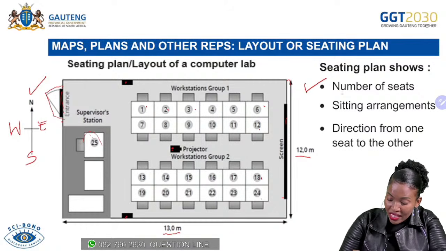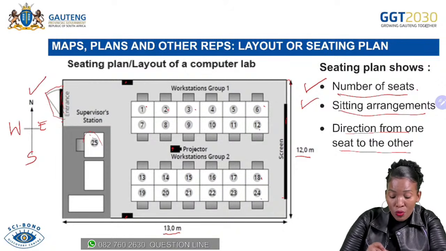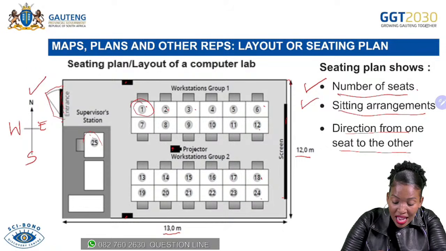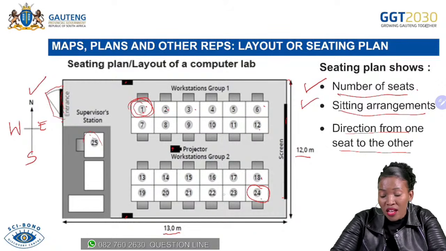So here we've identified the number of seats. We can also see the seating arrangements, how the tables are placed, and then direction from one seat to another. So if we were to be asked, how will a person sitting at the first table, which direction must they take if they wanted to move to seat number 24? We will be able to explain that because we can even see how the tables and chairs are positioned.